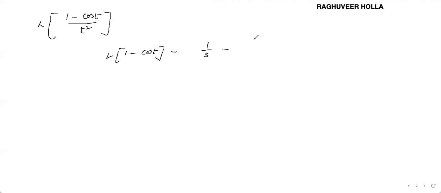Now let us find another problem on Laplace transform. Laplace transform of 1 minus cos t by t square. Okay, so we will first find Laplace transform of 1 minus cos t, which is 1 by s minus s by s square plus 1, which is f of s.